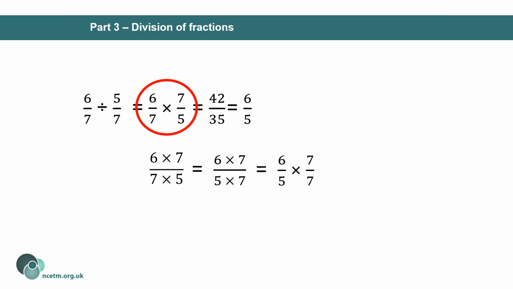And if we look at this closely, that must mean that this is also true. So 6 over 5 multiplied by 7 over 7. And we should know that 7 over 7 is equivalent to 1. So we've multiplied 6 over 5 by 1, which gave us our answer of 6 over 5.